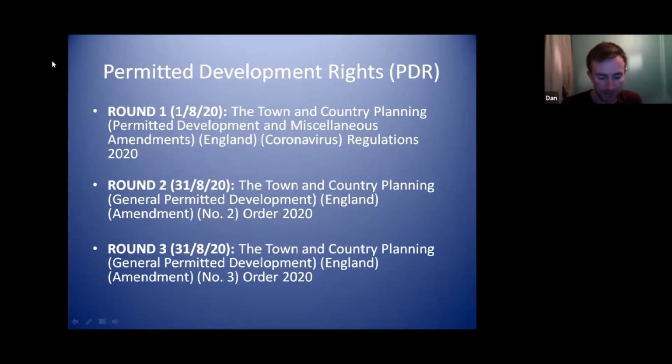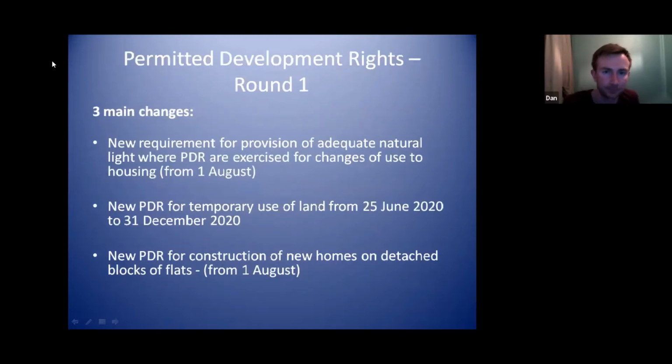So if I start with the permitted development rights first, throughout August the government was busy publishing a lot of new statutory instruments, and it came in 3 rounds. They're all amendments to the Town and Country Planning General Permitted Development Order. The first one came in at the beginning of August, entitled the coronavirus regulations. Then we had 2 at the end of August, which were called the number 2 and number 3 amendments. So these were the 3 that came in, and that I'll talk to you about over the next few slides.